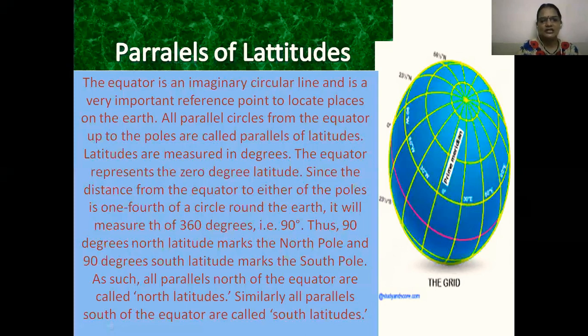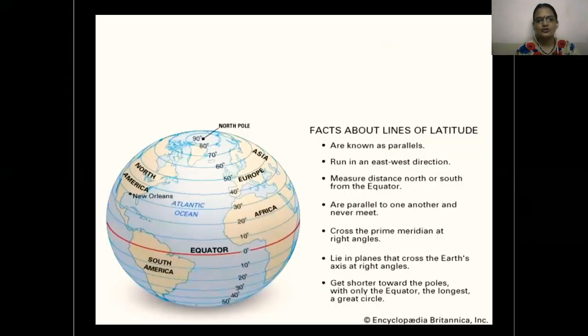Since the distance from the equator to either of the poles is 1/4 of the circle round the Earth, which measures 360 degrees, that is 90 degrees. So it is 90 degrees north and 90 degrees south. Thus 90 degrees north latitude marks the North Pole and 90 degrees south latitude marks the South Pole. As such, all parallels north of the equator are called the north latitudes. Similarly, all parallels south of the equator are called the south latitudes.